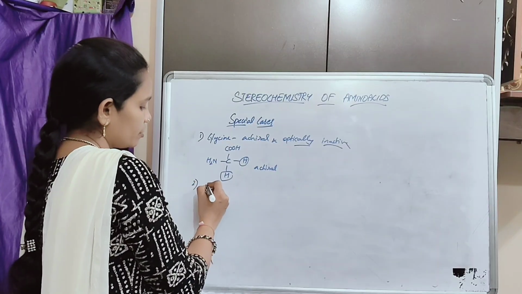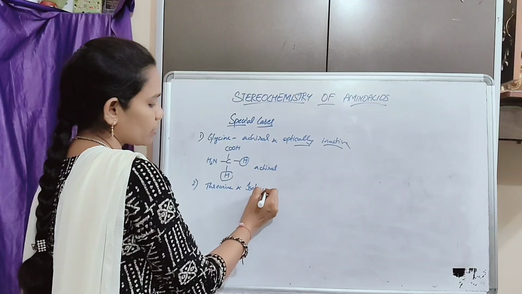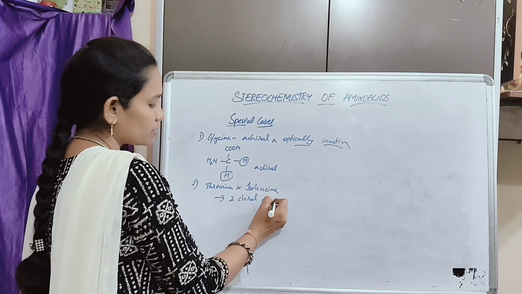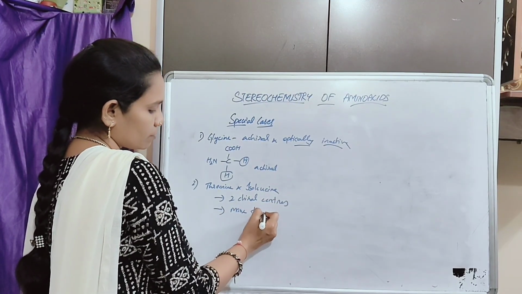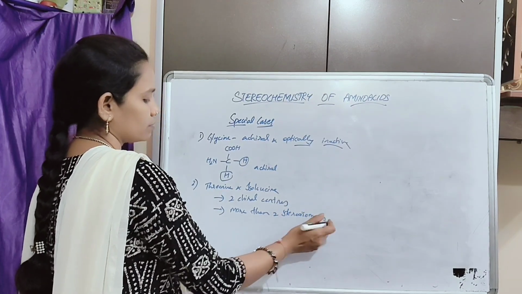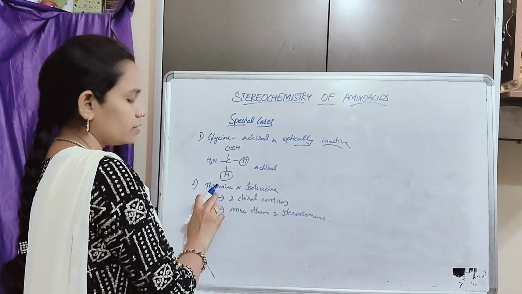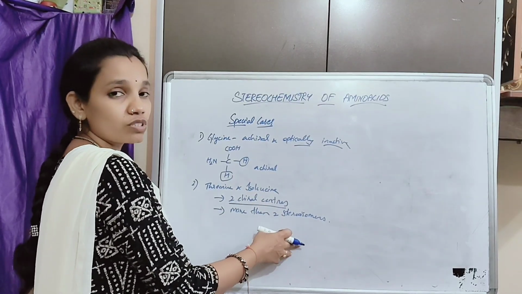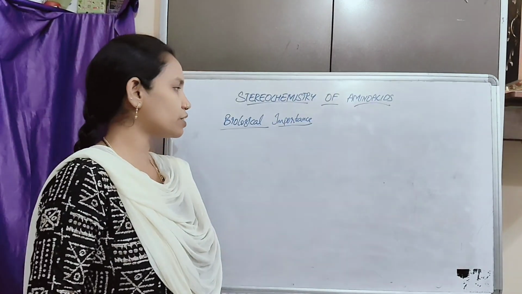So second, threonine and isoleucine. These two are the amino acids that contain two chiral centers. If two chiral centers are present, there is a possibility of more than two stereoisomers being produced. Mostly amino acids contain only one chiral center, but here the exception is threonine and isoleucine, which contain two chiral centers. There is a possibility of four stereoisomers to be produced, right? Is it clear?